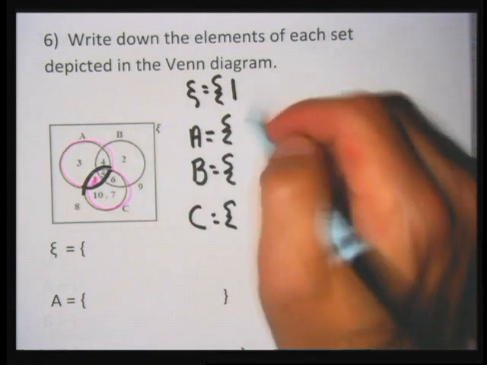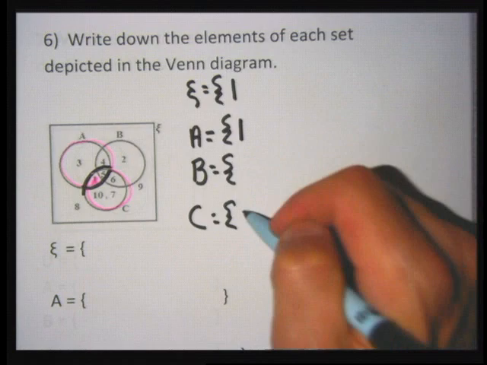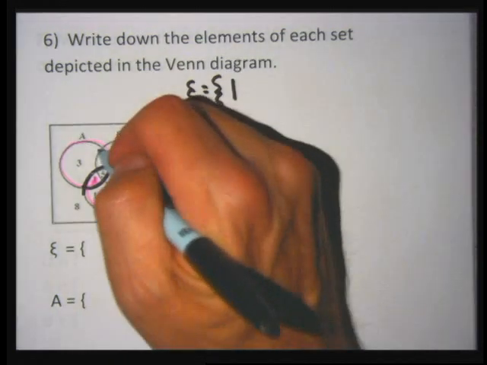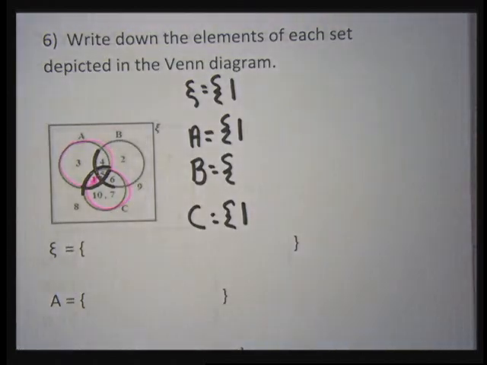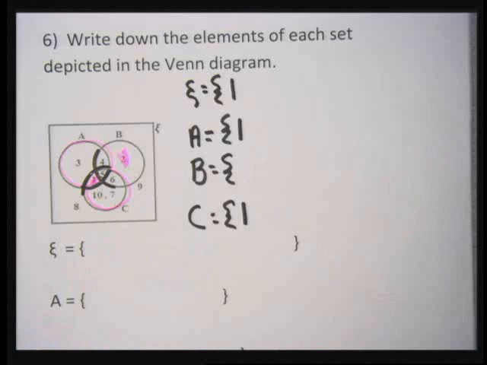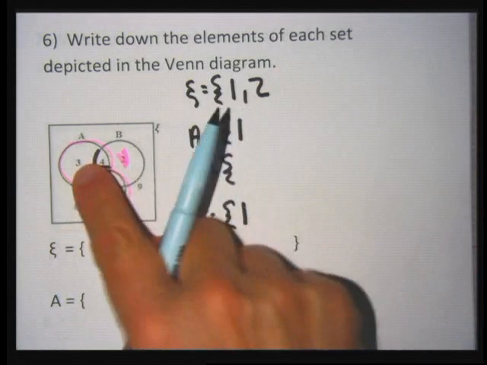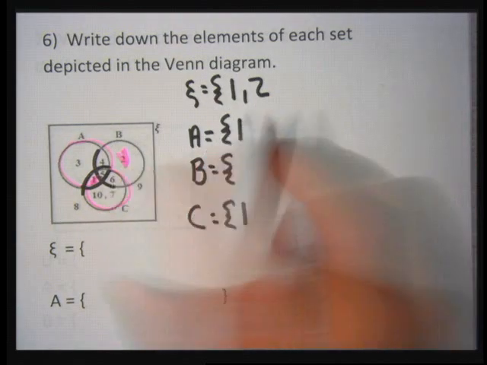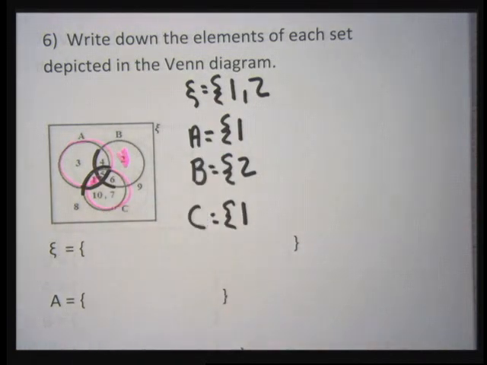So that 1 is also going to be in the listing of the A elements, and it's going to be in the listing of the C elements, but it's not in the B circle, so it's not going to be in the listing of the B's. Move on to 2. Every number is part of the universal set. 2 is outside the A circle, it's inside the B circle, so it belongs in the B set. It's outside the C circle.